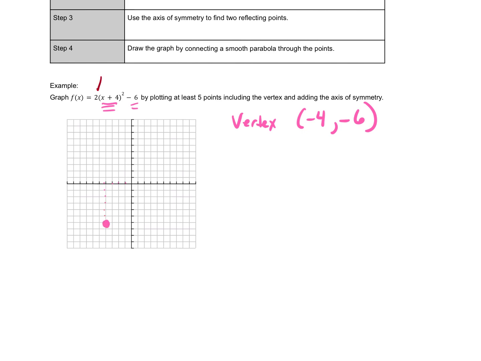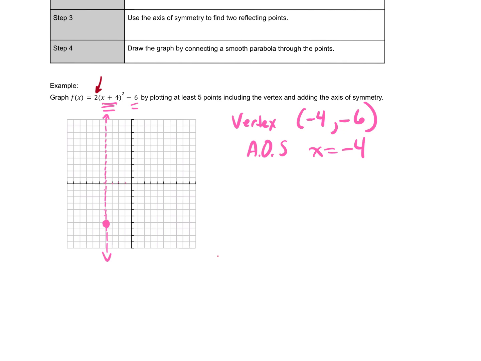Now my a value is 2, so it is positive, so this parabola will still open up. So I know the axis of symmetry is just x equals negative 4, because again, remember that the first part of the vertex and the axis of symmetry are always the same. So I could draw that invisible line that goes through the vertex if I want.